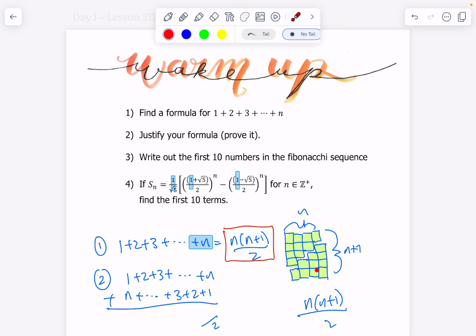Another way is we build it with blocks. So you have a staircase, and this would be like your n, and then plus this 1, and then the width would be n, so it would be n times n plus 1, but we only want half of that because this is our sequence. It goes 1, 2, 3. We don't need both of these staircases, so that's why we divide by 2. Maybe that looks familiar to you now.